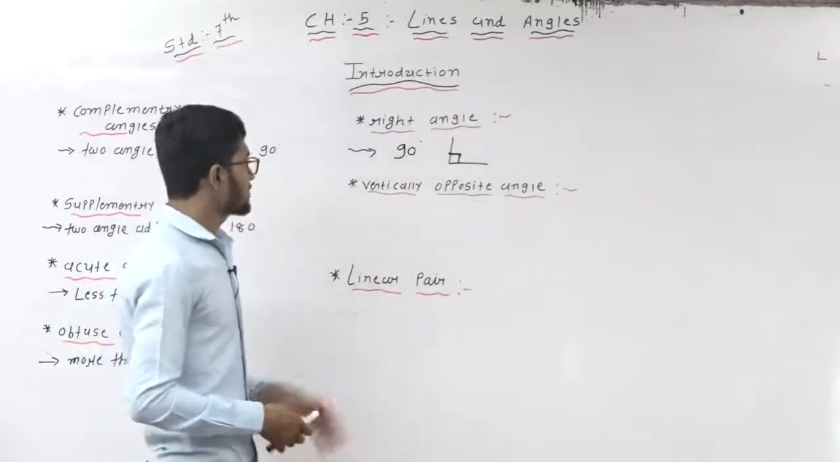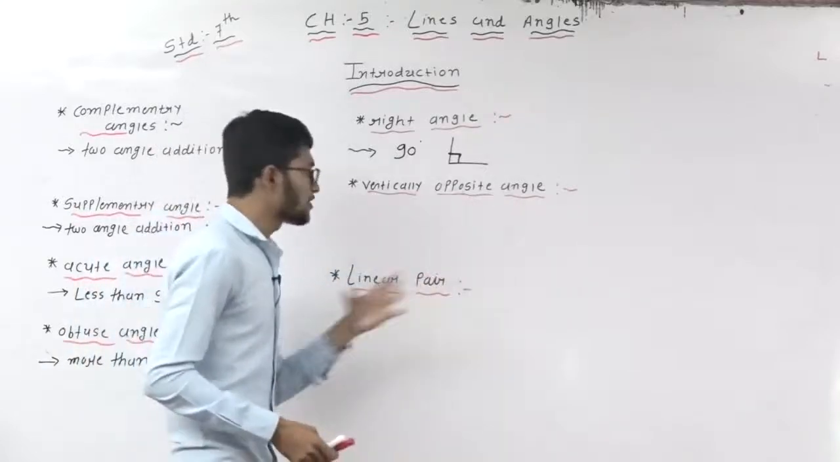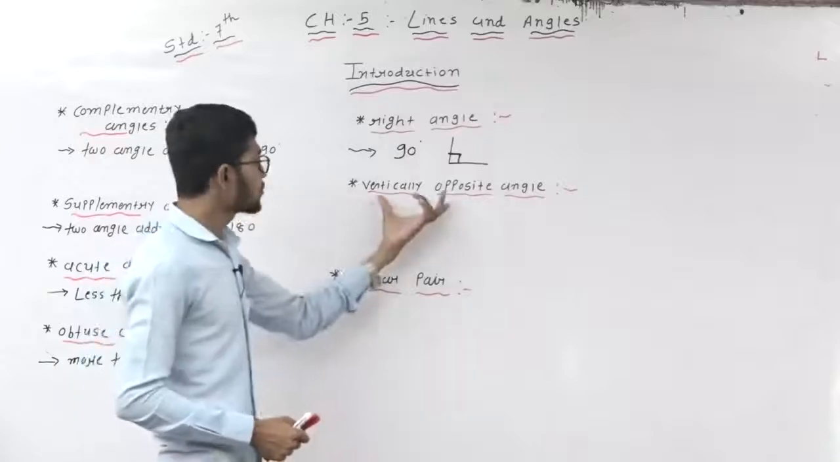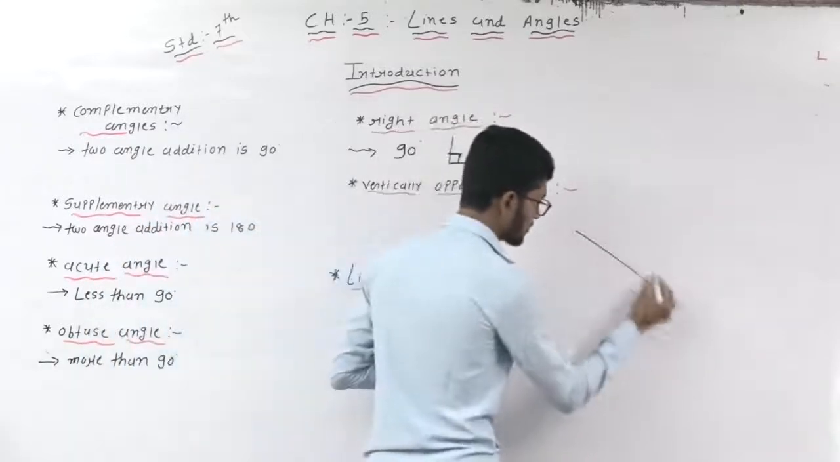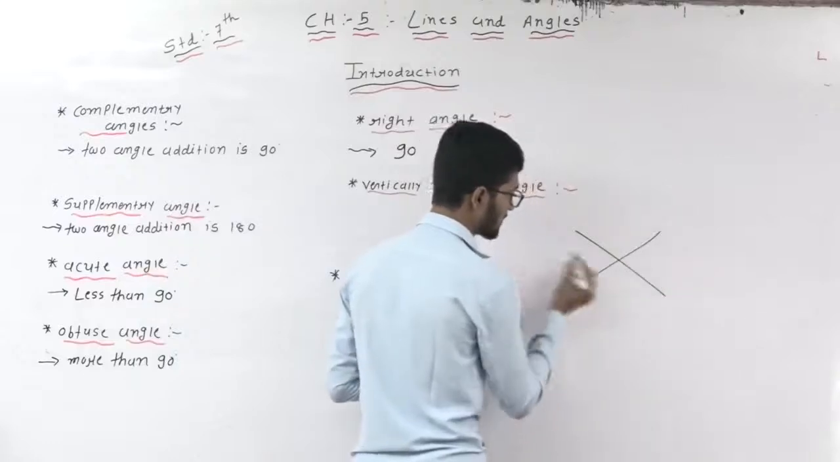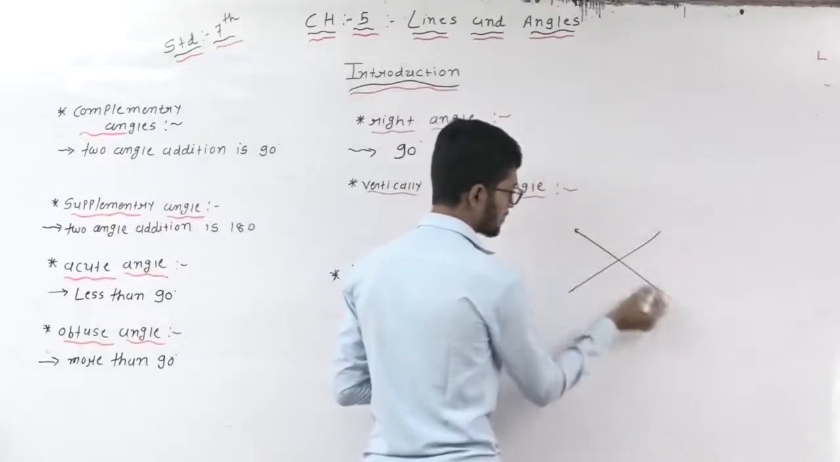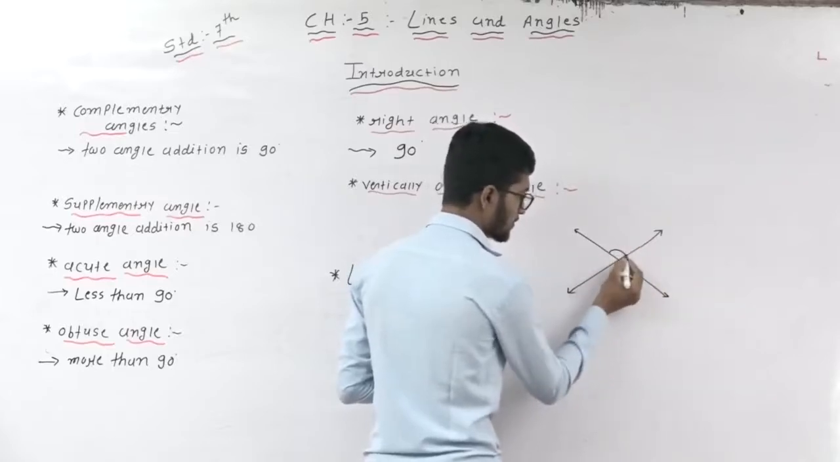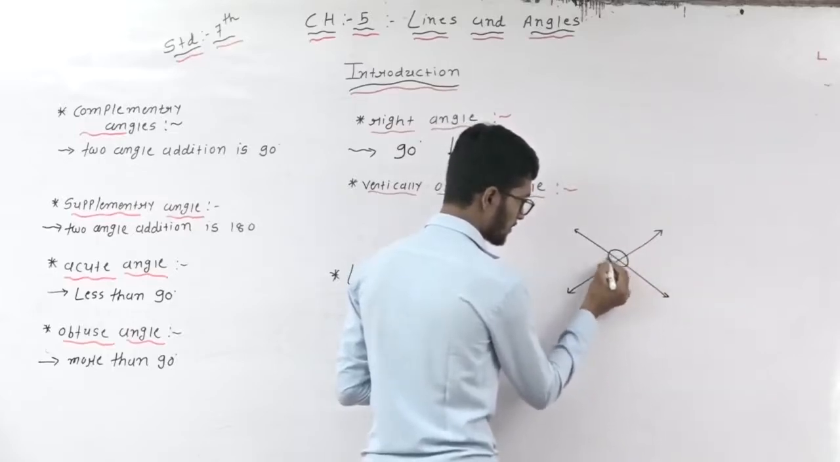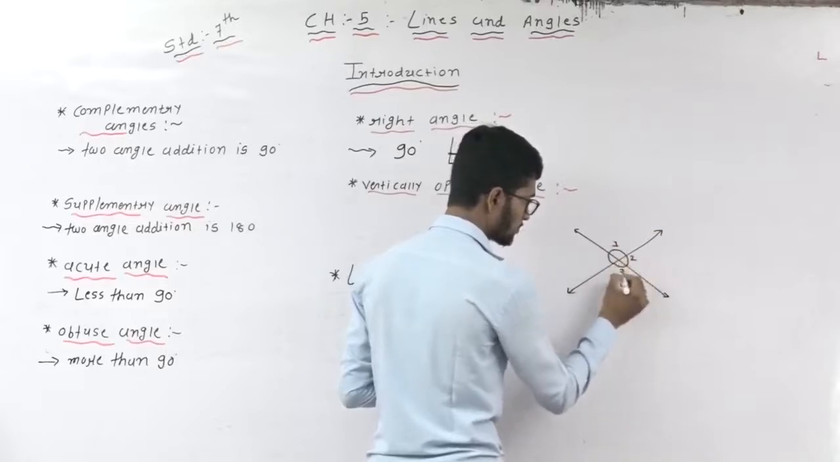Then after the angles comes vertically opposite angles and linear pair angles. What is a vertically opposite angle? So dear students, we draw one figure. Suppose this is my figure, right? Here it's called one angle, second, third and fourth. So in this figure, how many? 1, 2, 3 and 4.